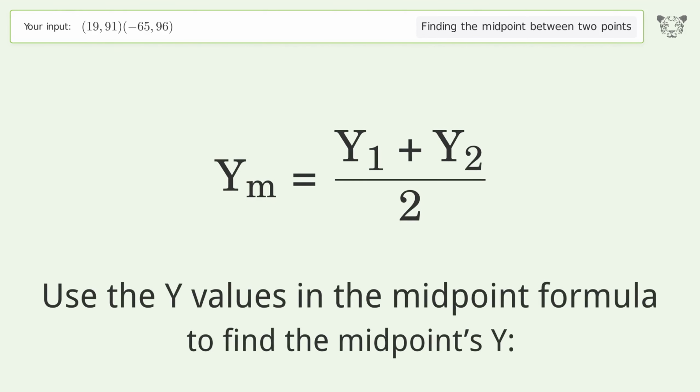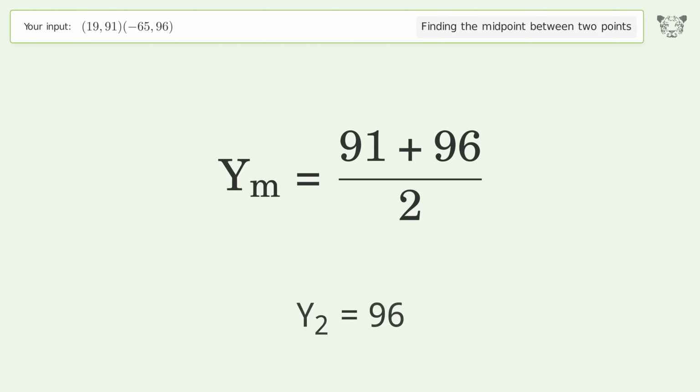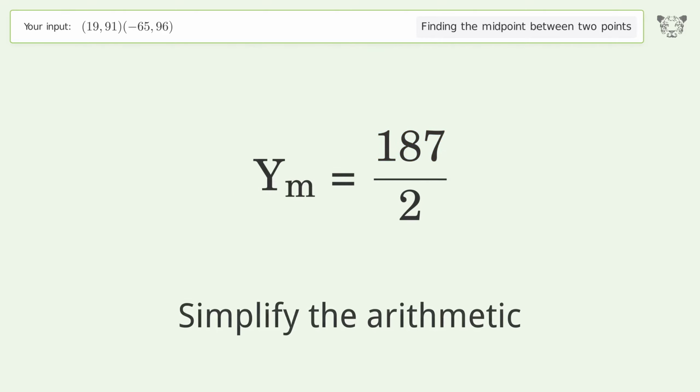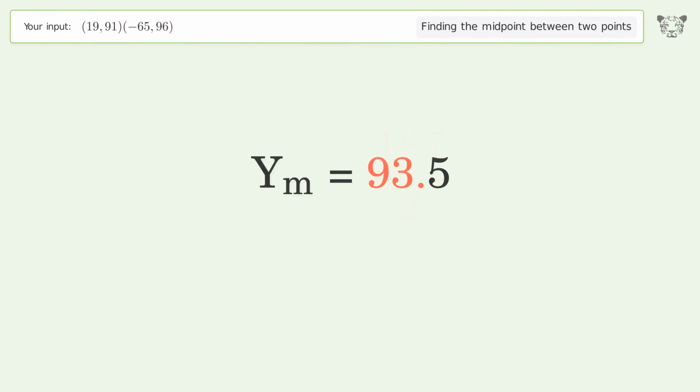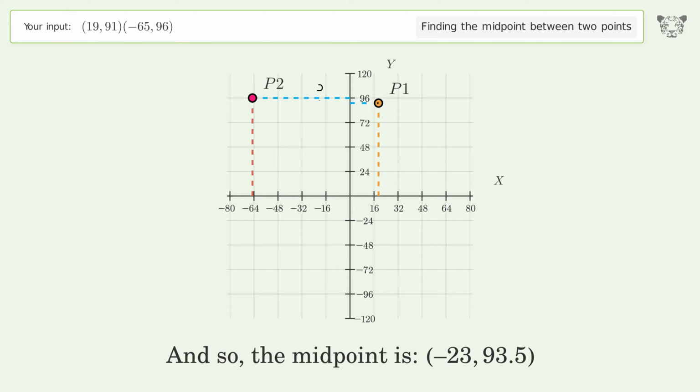Use the y values in the midpoint formula to find the midpoint's y. y1 equals 91. y2 equals 96. Simplify the arithmetic. And so, the midpoint is negative 23, 93.5.